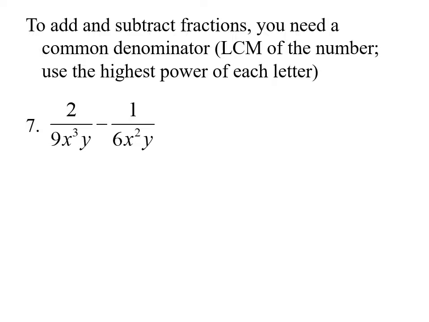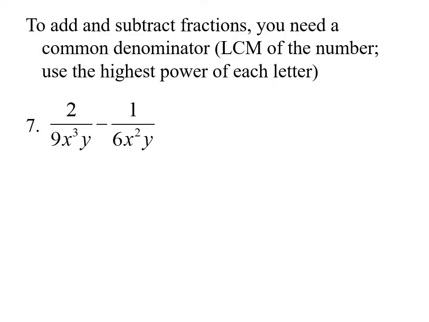Now when we add and subtract fractions though, what you want to do is get a common denominator. So we want the least common multiple. That's what LCM stands for, the least common multiple of the numbers. And we use the highest power. So this is kind of backwards of what you do with factoring. Factoring uses the lowest power to pull out front. Here we want the highest power on each letter for the common denominator.